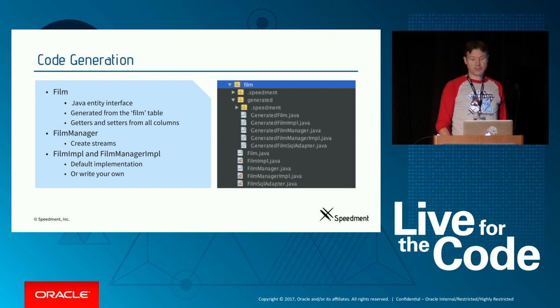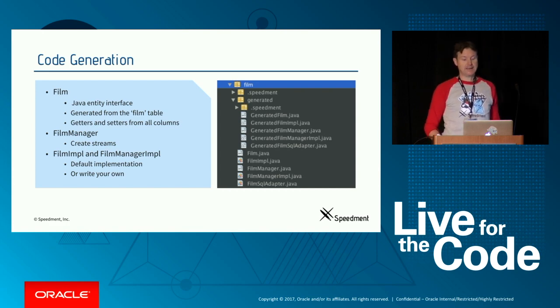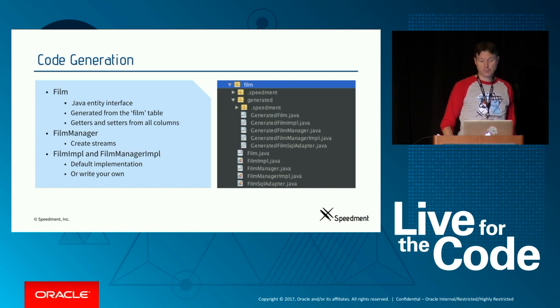Coming to the code generation, Speedment will generate Java interfaces for all entities. So you can overload and override those with your own implementation, or you can use a default one. Also, the managers are interfaces, so you can modify the behavior if you want to do that, or you can use the standard ones.